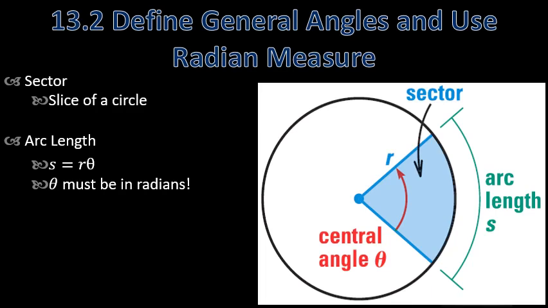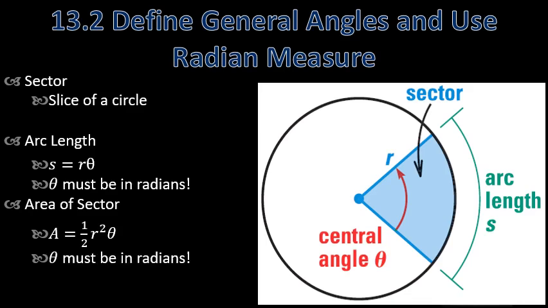If you remember in geometry, we multiplied the arc measure divided by 360 times 2 pi r. All that did was convert the degrees to radians. So for radians, it's just radius times the angle. The area of a sector is 1/2 r squared times the angle. But again, our angle must be in radians.